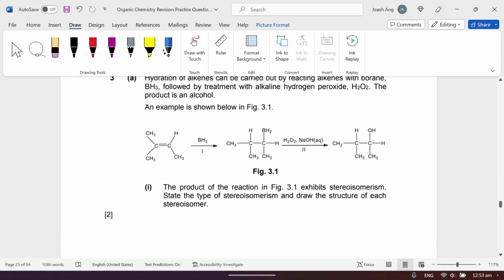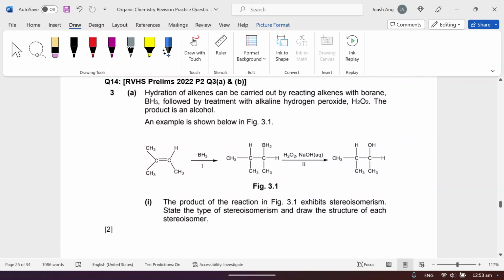State the type of stereoisomerism and draw the structure of each isomer. In figure 3.1, you can clearly see there's a chiral carbon right here that is attached to four different groups. You know that a pair of enantiomers have non-superimposable mirror images of each other and have no plane of symmetry, no center of symmetry, and so forth.